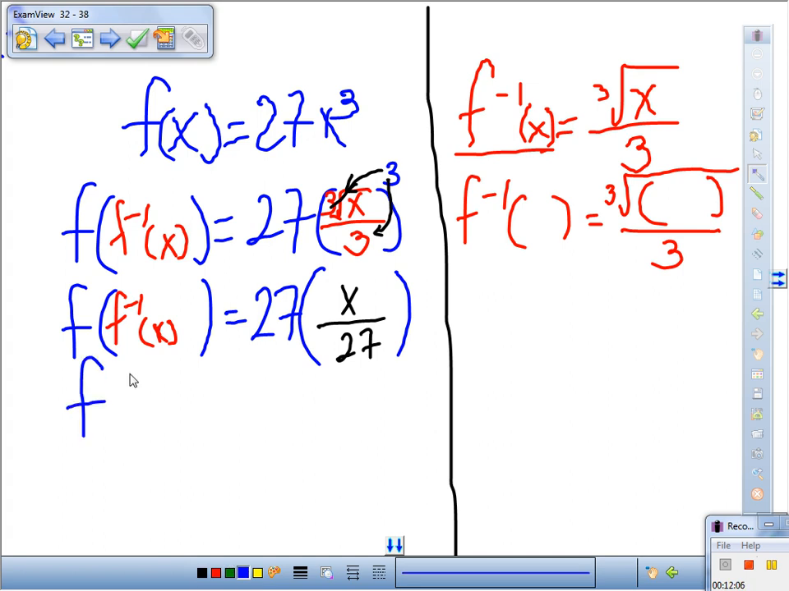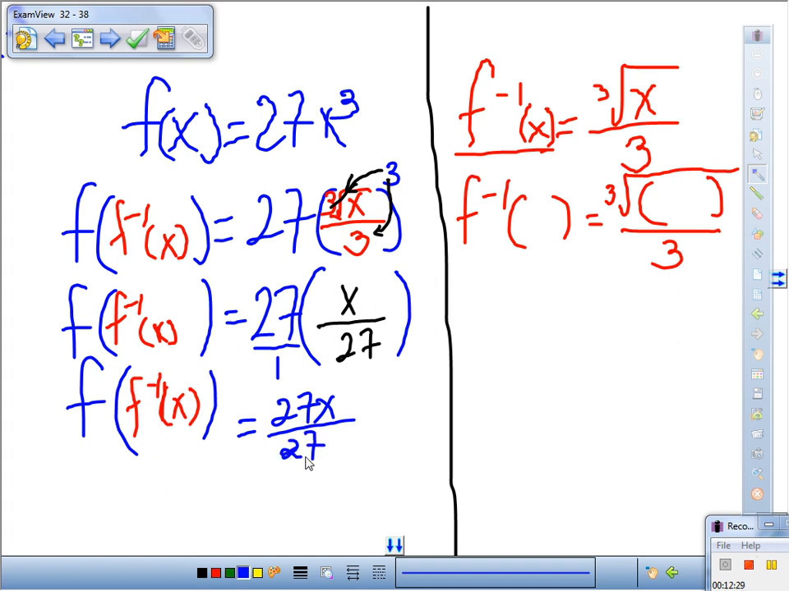Yes, Mr. Q. So f inverse of x equals, so let's see, I need to do the next step. I'm going to write the 27 over 1, so if I multiply, what do I get? 27x over 27. And my last step, f inverse of x equals, what is 27 over 27? A giant 1, is that correct? Here's a giant 1. So I'm left with x.